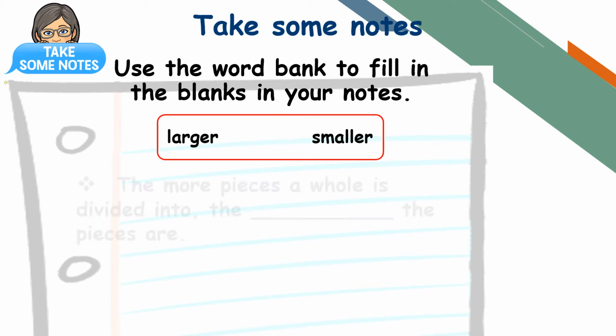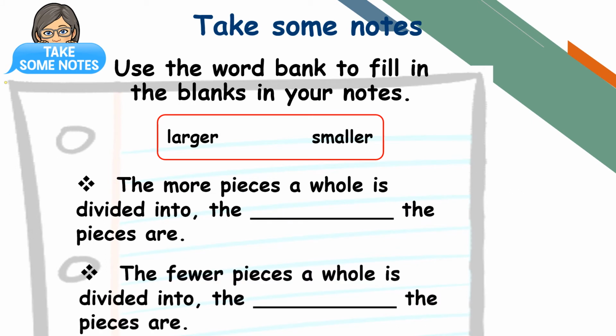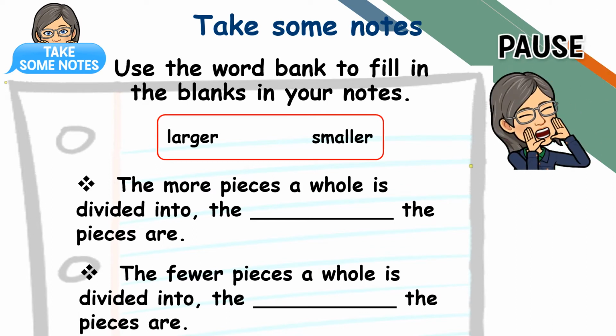The more pieces a whole is divided into, the blank the pieces are. The fewer pieces a whole is divided into, the blank the pieces are. Be sure to write the complete sentences and fill in the blanks on your paper. I will give you about 5 minutes. Share your answers with a friend.